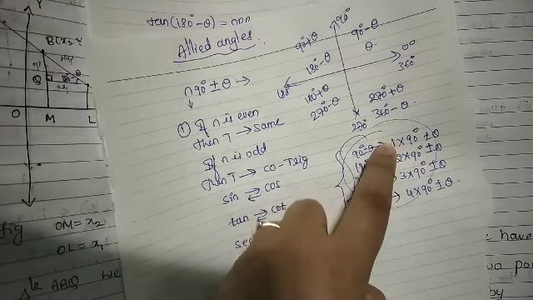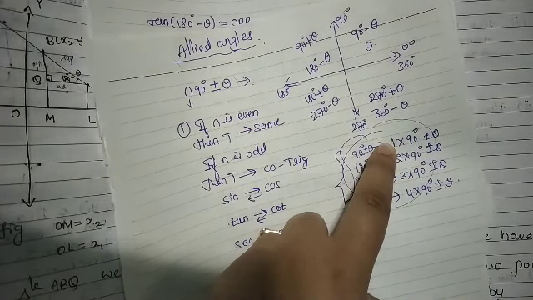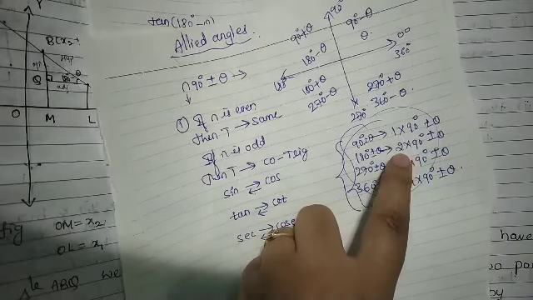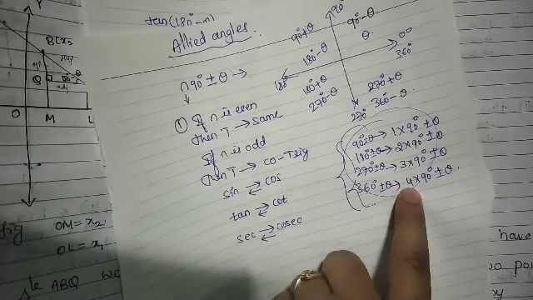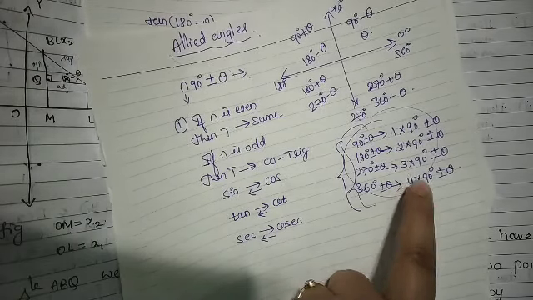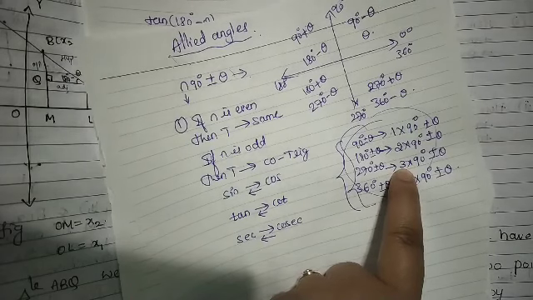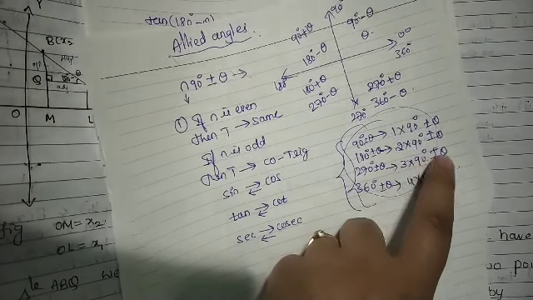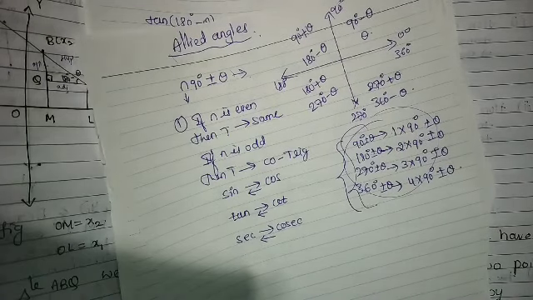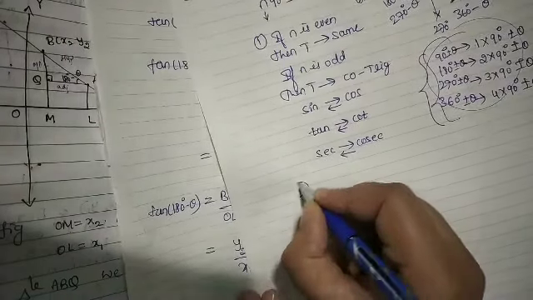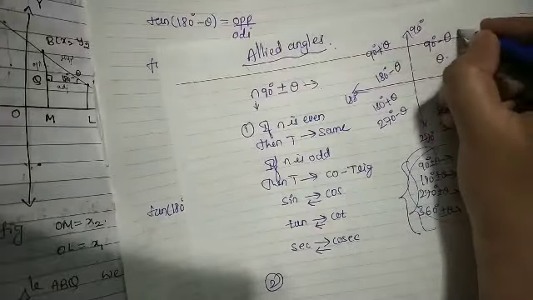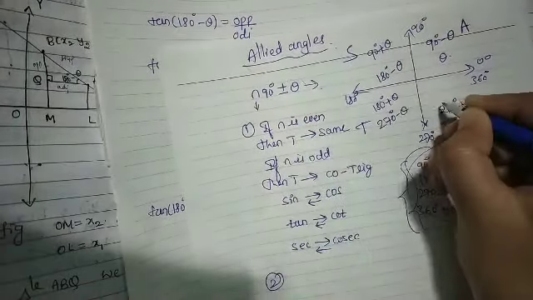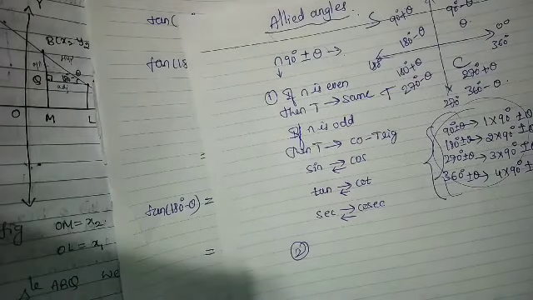When n is odd, the trigonometric function changes to its cotrigonometric function. When n is even, the trigonometric functions remain the same. Okay, and the second condition in allied angles is the sign. The sign is taken according to the quadrant rule. The quadrant rule is nothing but ASTC.